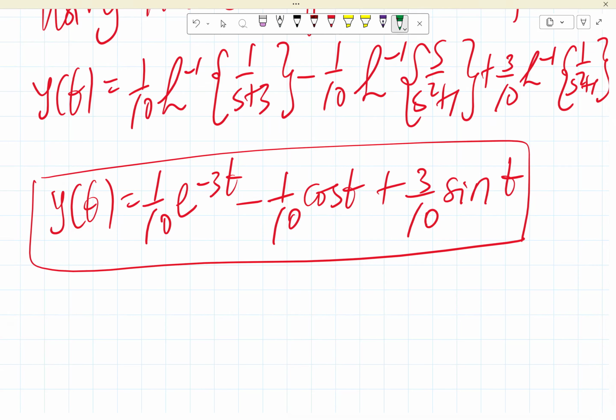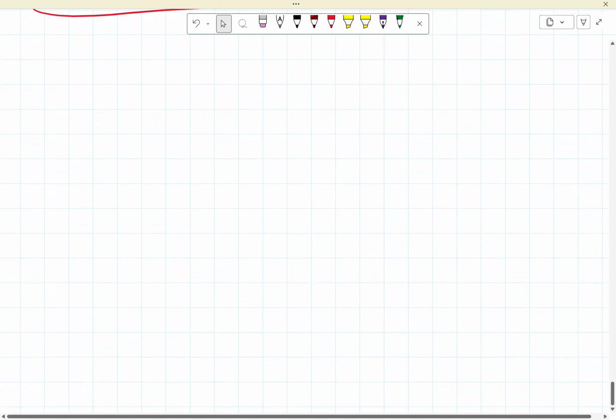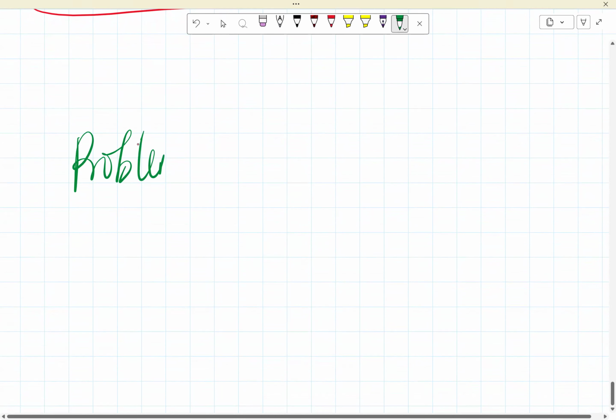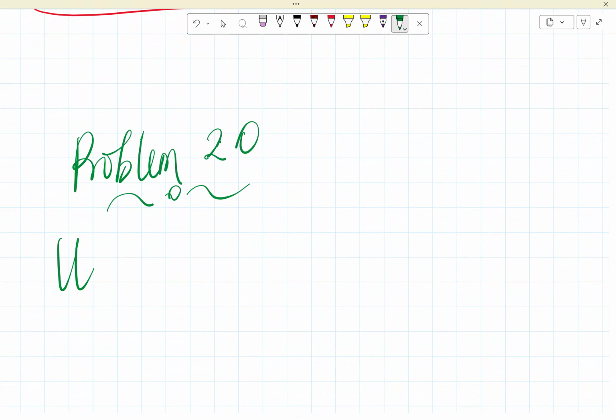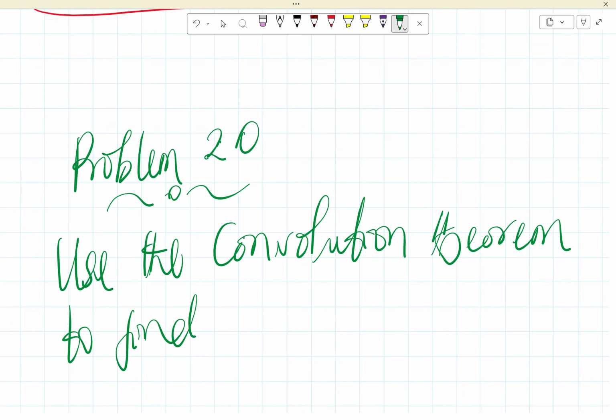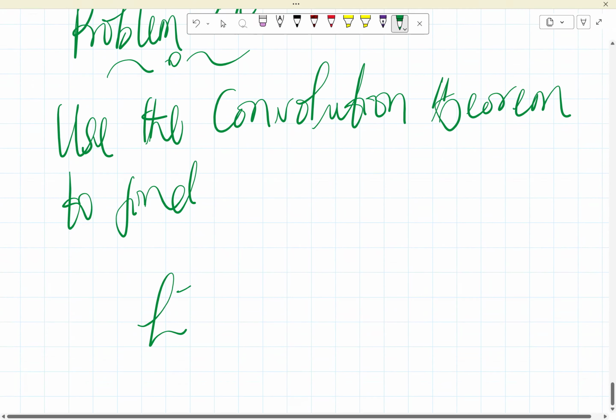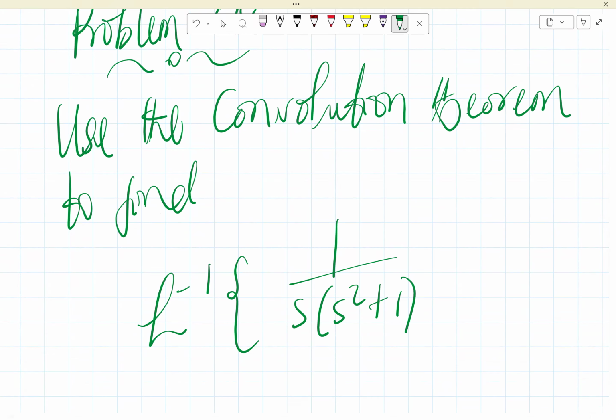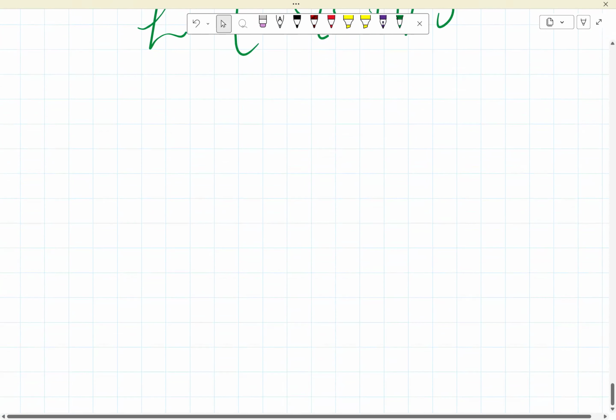Problem 20. So problem 20 now. Problem 20 says to use the convolution theorem to find the inverse Laplace of 1 over s times s squared plus 1. So using the convolution theorem.